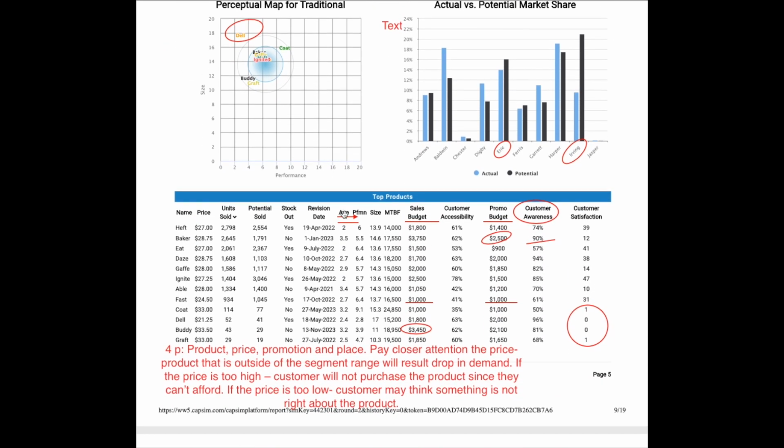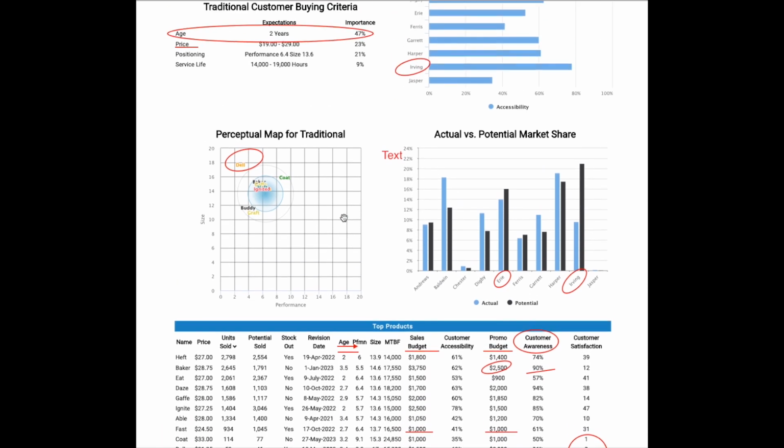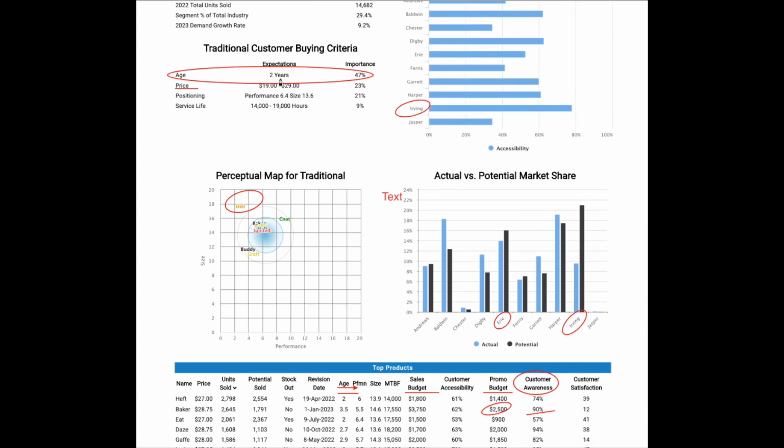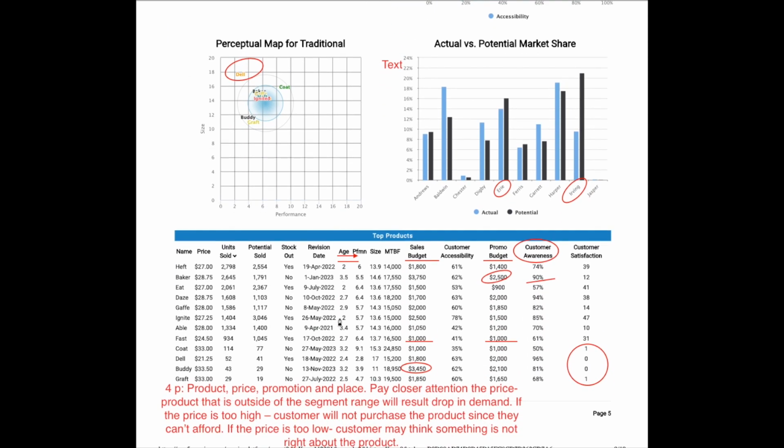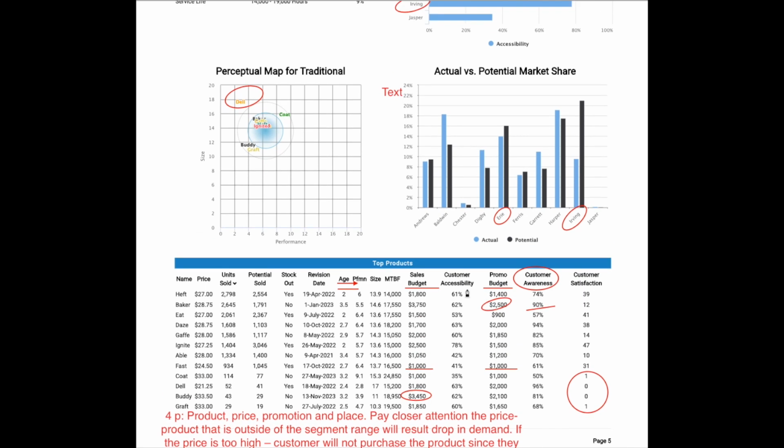Here I want to point out the age, right? In this market segment, age is very important, 2 years. But some of the teams have 3 years and things like that, and it will make it difficult for your team to sell. Next is sales budget and promotion budget.